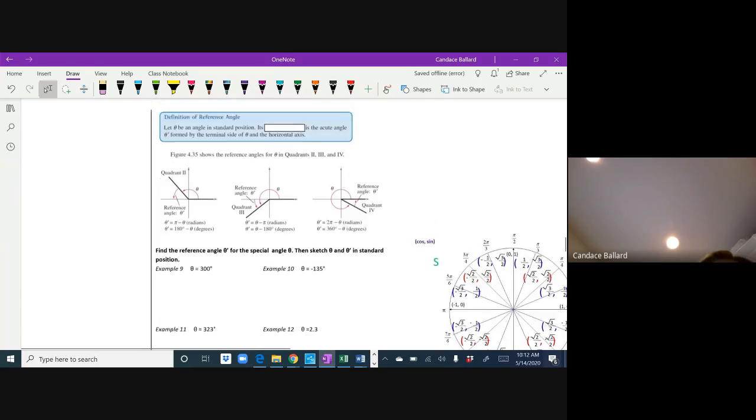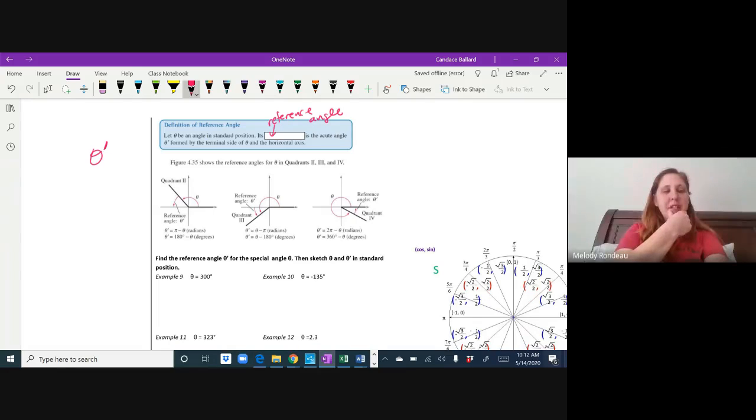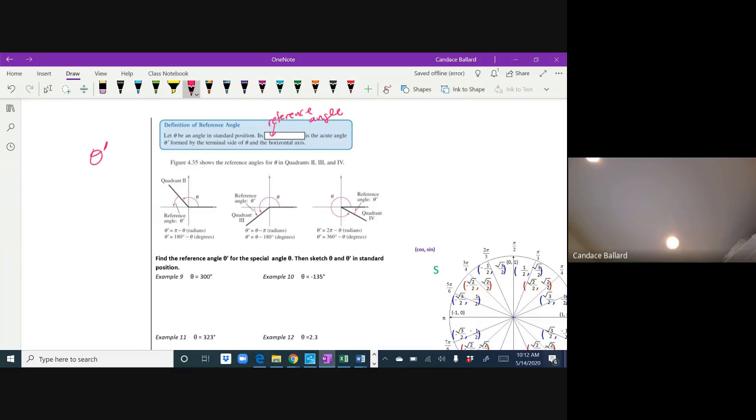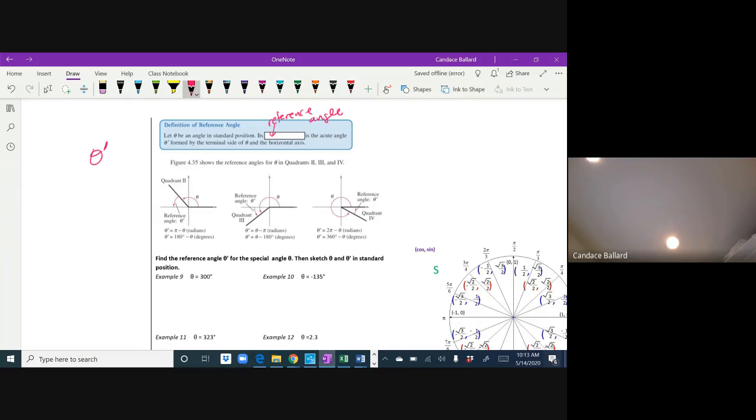So let theta be an angle in standard position. And this word in here is supposed to be reference angle. I'm sorry if there's not enough space to write that. Is the acute angle, and it's got this funny little symbol on there. When we see that funny little symbol, they've seen it before. They've seen that in geometry. They know it's prime. Do they call it a prime in geometry? Yep. Okay. It means something else in calculus. It does, but it just means that that's a notation for the reference angle.